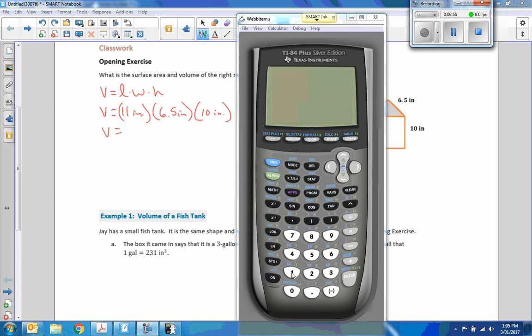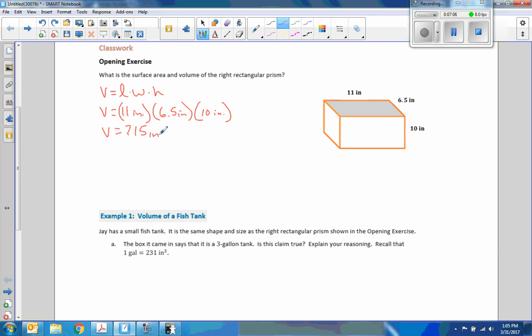Okay, so 11 times 6.5 times 10, 750 inches cubed.